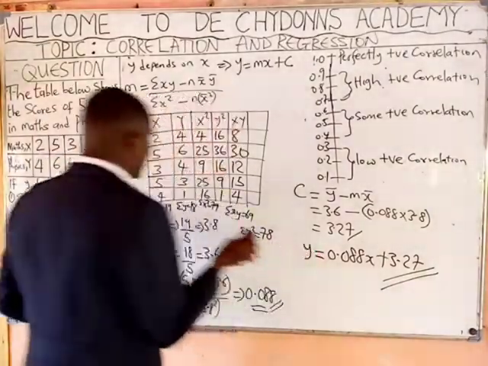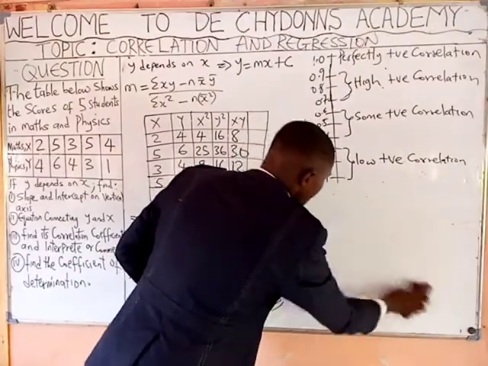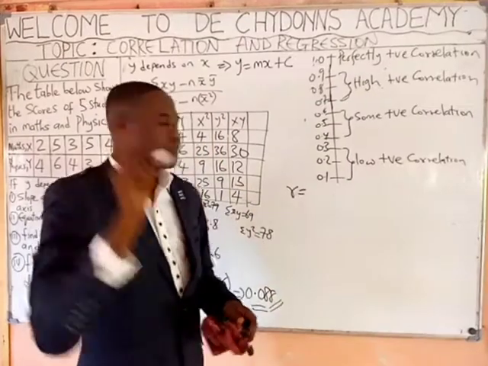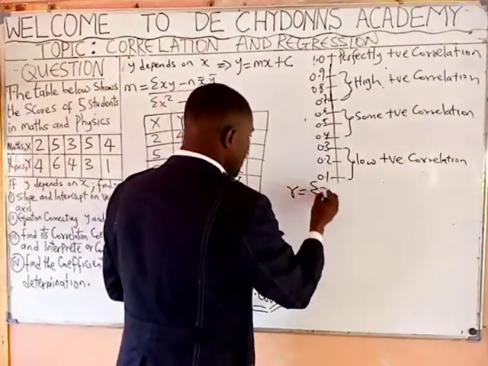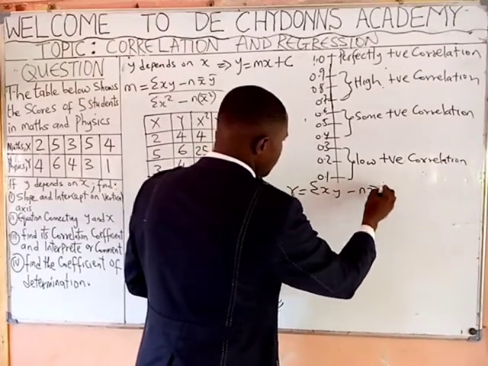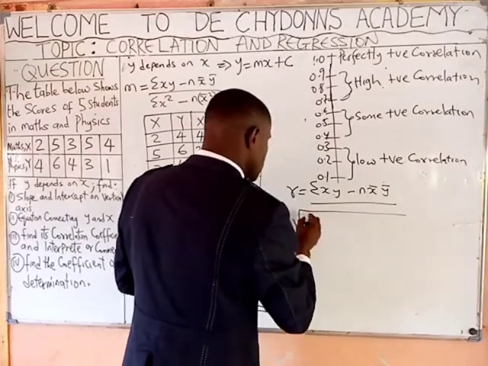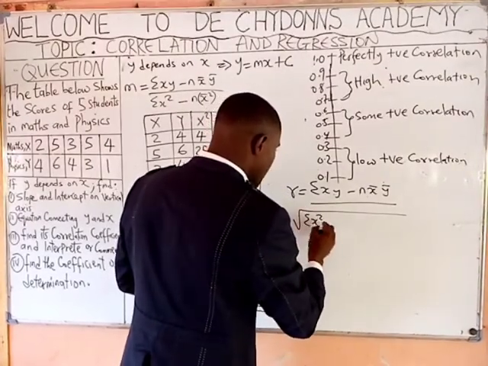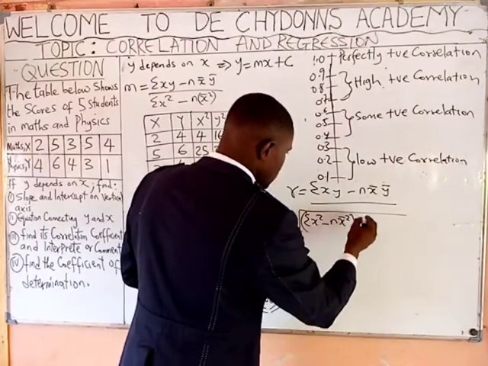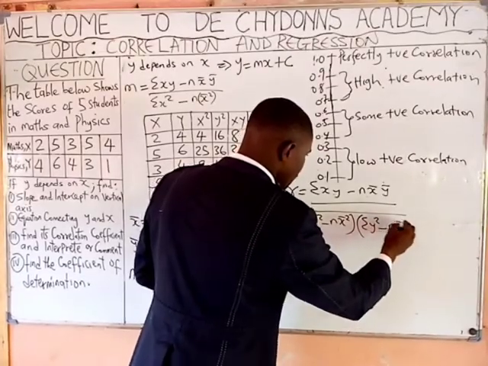Now, to get the correlation coefficient, we now say, remember our formula, R equals, we take one of the formulas, which says summation of xy minus n times mean of x times mean of y, all over square root of summation of x squared minus n mean of x squared, then bracket summation of y squared minus n mean of y squared.